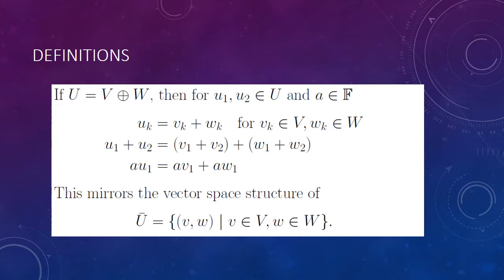And so the vector space structure for the direct sum turns out to be almost identical to the vector space structure of the Cartesian product of V and W.